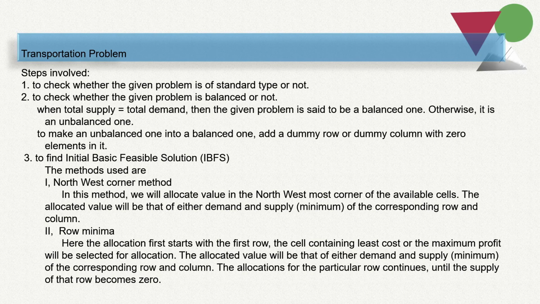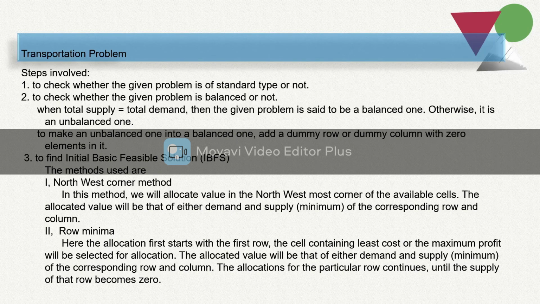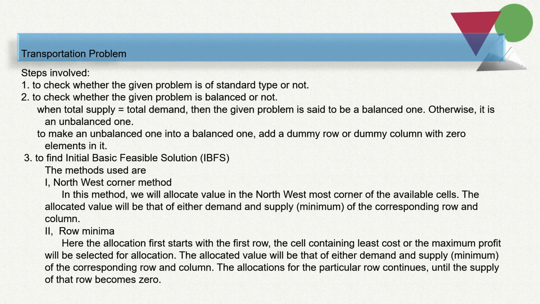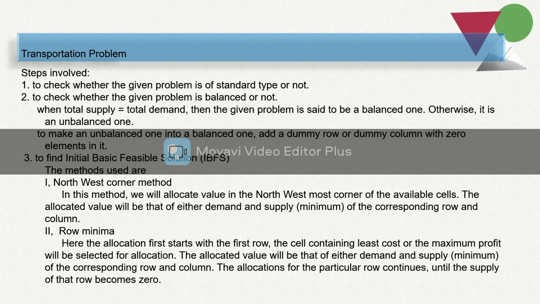Then moving to row minima. Here the allocation first starts with the first row. The cell containing least cost or the maximum profit will be selected for allocation. The allocated value will be that of either demand and supply of the corresponding row and column, and this value should be minimum of both the demand and supply. The allocations for the particular row continues until the supply of that row becomes 0.